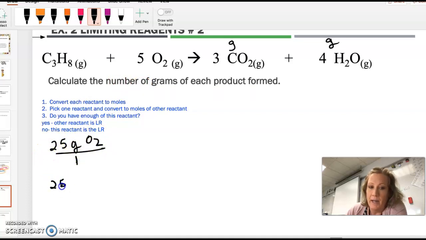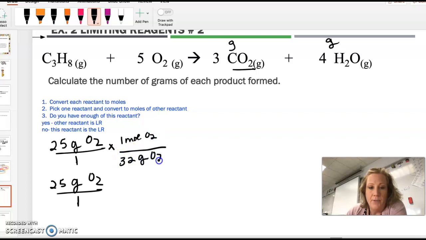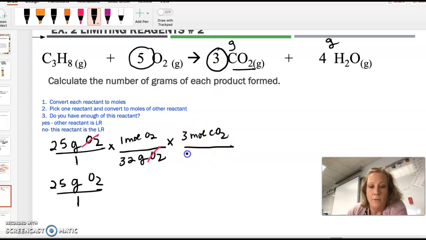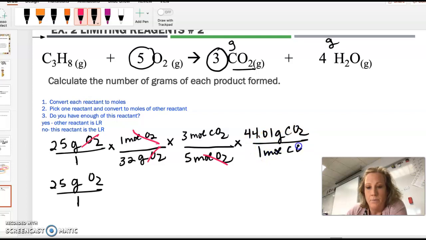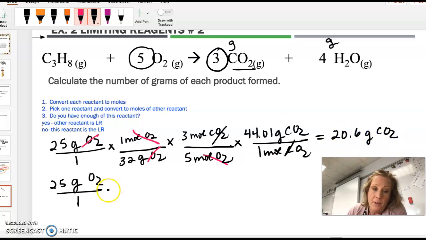I could have started with my moles too, because remember I had already converted, but I'll just do it this way. So I'm using my limiting reactant, and I'm going to convert it to grams of CO2 first. I've already done this, but I'll do it again. So 32 grams. And now I'm going to use my mole-mole ratio. So 3 moles of CO2 from right here for every 5 moles of O2. And you can see the canceling along. And then 44.01 grams of CO2 in 1 mole of CO2. So when I do this calculation, I'm going to get 20.6 grams of CO2.